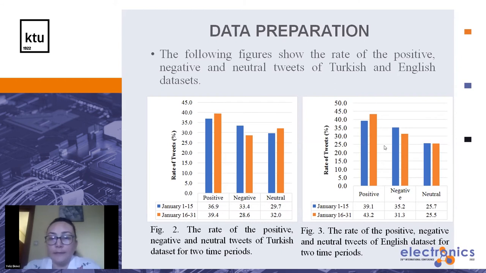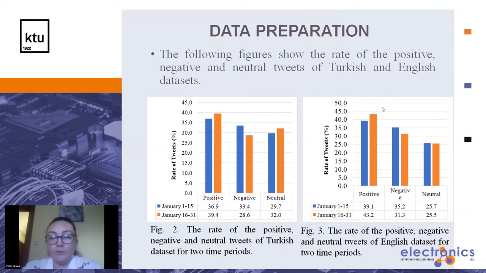So when we look at the English tweets, as you see, again, in the second half, the percentage of the positive tweets increased and negative decreased. And for the neutral, it was the same. So again, in the second half, in the world, the positive opinion has come into the scene. But let's look at the percentages of figure two and figure three so that we can compare them. When we look at that, we can see that the percentage of the positive tweets is more in English data set. So we can say that in fact, the world is more positive in terms of COVID-19 in January 2021.